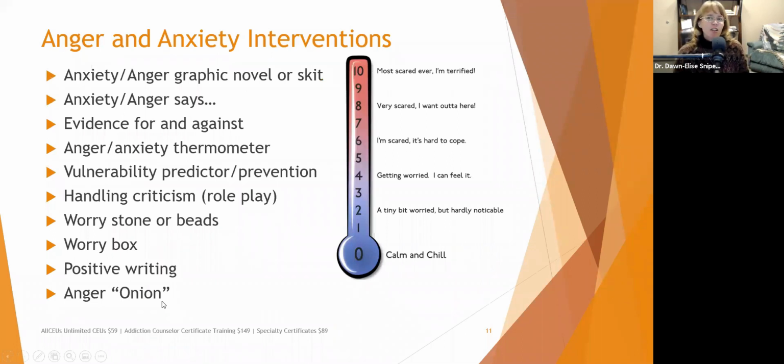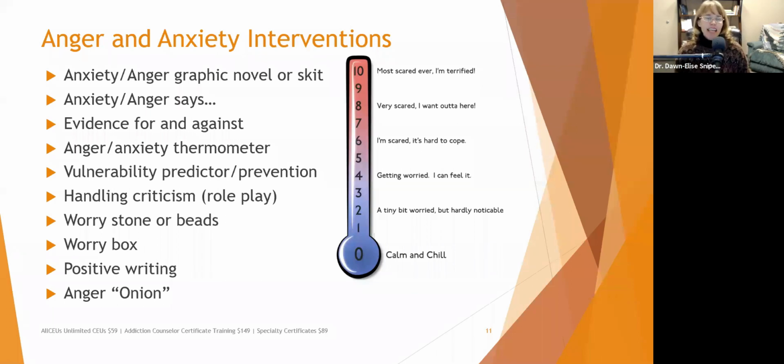You can have an anger or anxiety graphic novel or skit. If you're doing individuals, you can have them do it in a graphic novel. You can also break a big group up into little groups, and they can either draw their own little graphic novel. It doesn't have to be super artistic. I'm the stick figure person. Or they can develop a skit that talks about something that they got angry about and how they handled it, and then how they could have handled it.